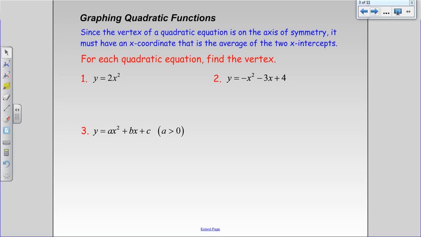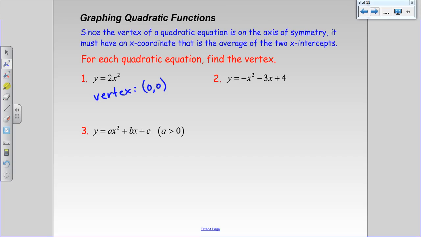And remember in this case that there was only one x-intercept for this equation. When that is the case, when there's only one x-intercept for a quadratic function, that x-intercept must also be the vertex. So the vertex of this parabola is the origin 0, 0.